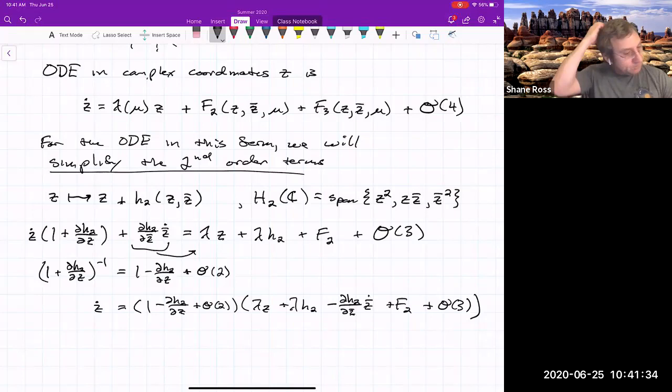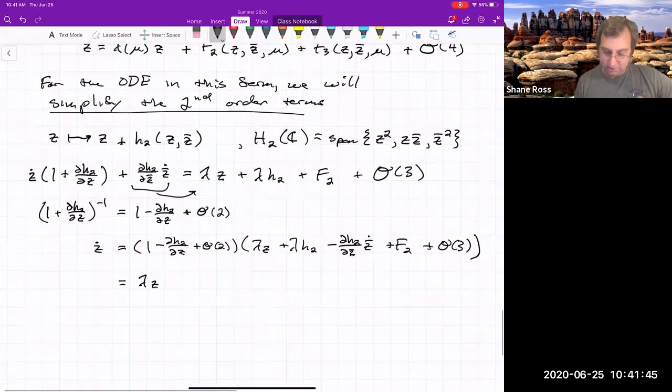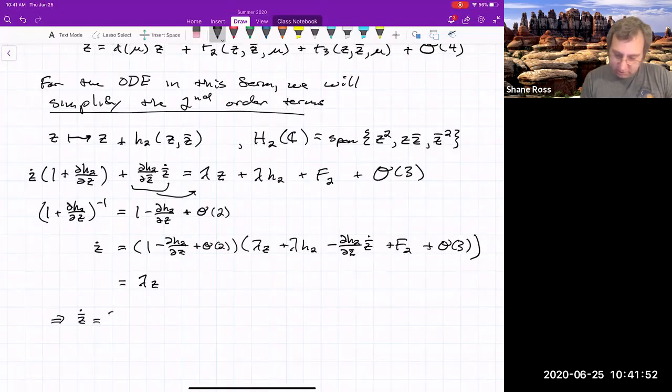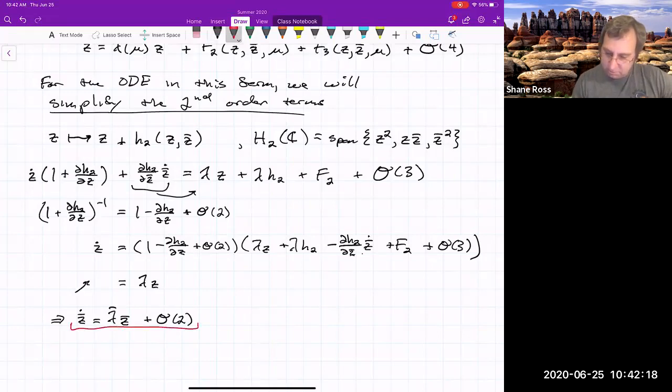All right. What's the leading order term here? The leading order term is lambda Z. That's the only linear term. And this implies that Z bar dot, at leading order, is lambda bar Z bar. You just take the complex conjugate of this ODE up here, and you'll get Z bar dot equals lambda bar Z bar, just that, plus higher order terms. So then over here where we have a Z bar dot, we could just substitute in lambda bar Z bar plus terms of order 2.